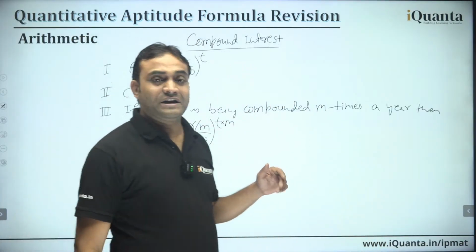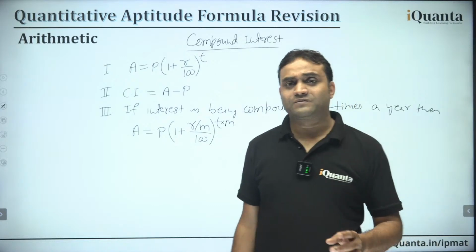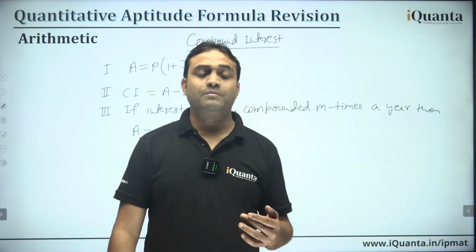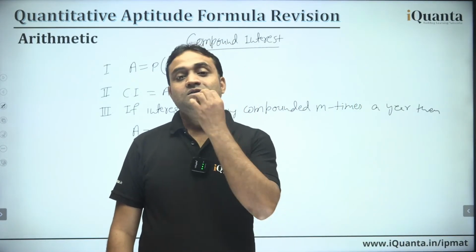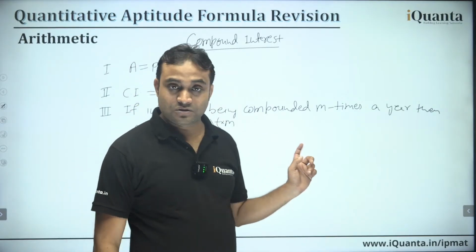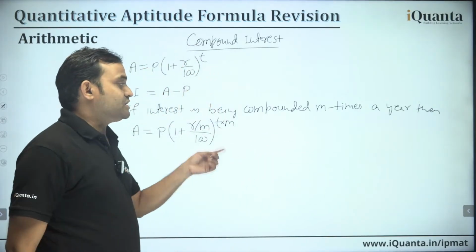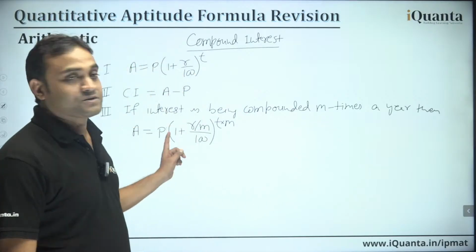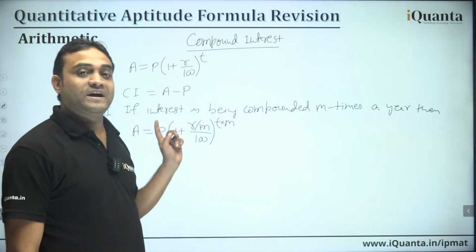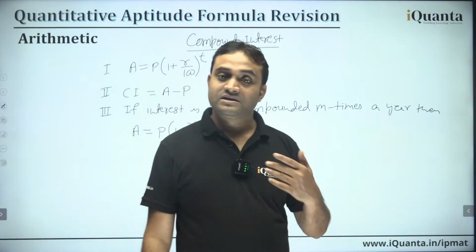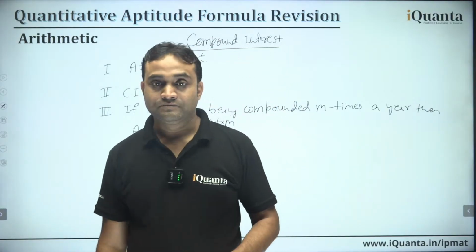So it could be given any value, that interest is being compounded after every month, interest is being compounded after every 2 months. So in all those kind of scenarios, you can use M in this formula, okay, and find out the total amount, and then you can find out the compound interest.